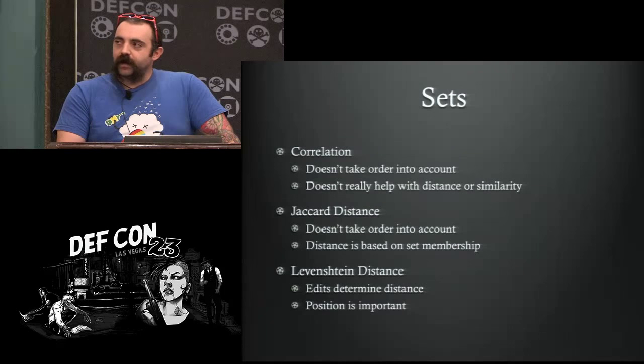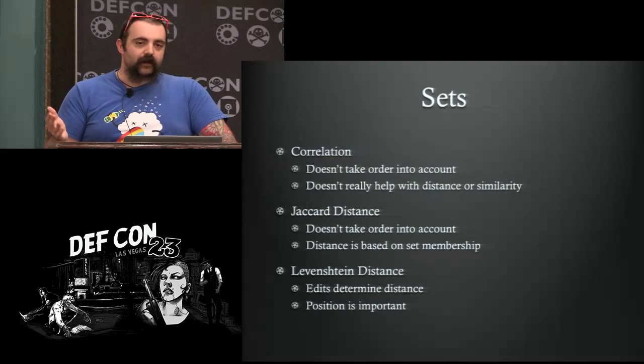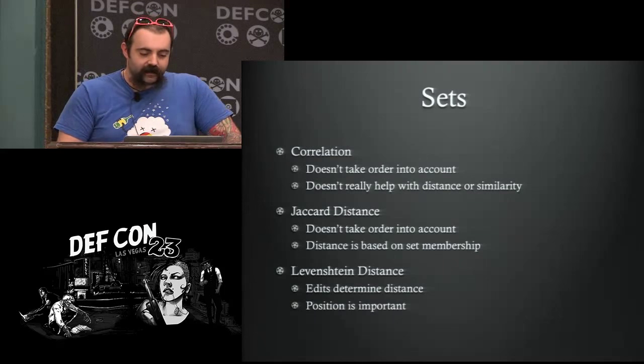So how can we look at these various assembly mnemonics? We looked at correlation. Correlation doesn't really take order into account. You saw the correlation matrix. It looked ridiculous. So imagine looking at that for 400,000 samples. It's just going to be some massive gray blob, and you're going to go blind and be sad.